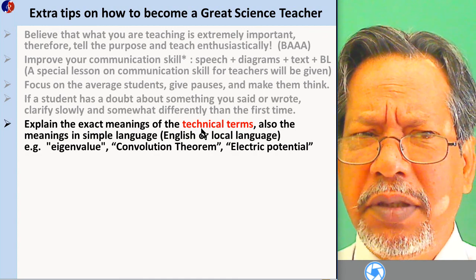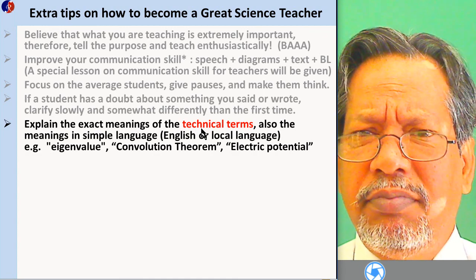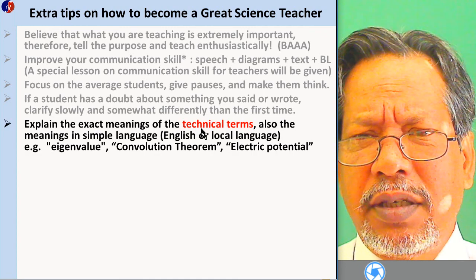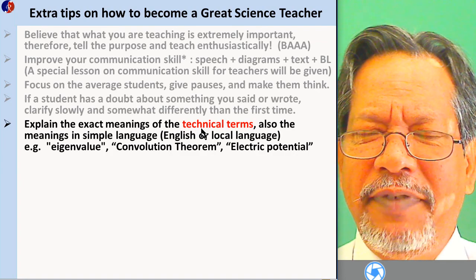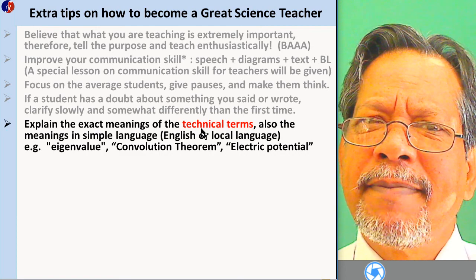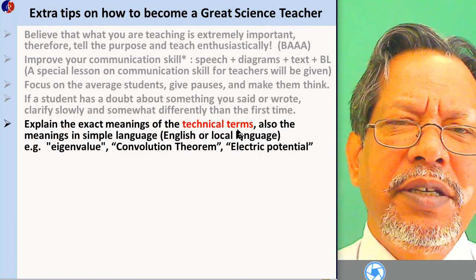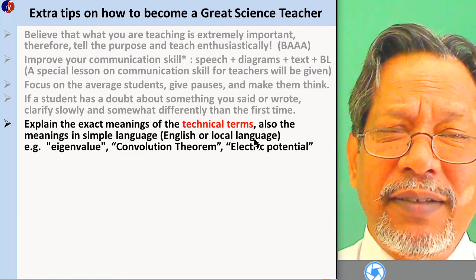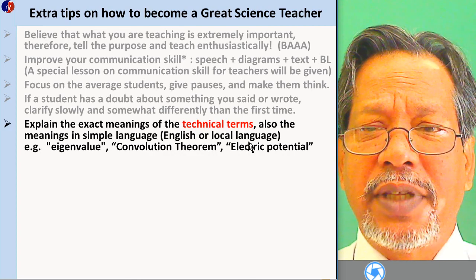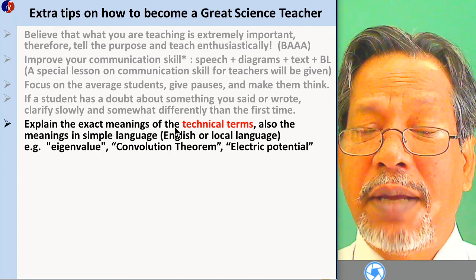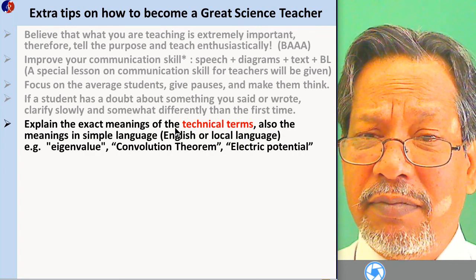Or suppose you say something like, let's say, semiconductor. Tell them semi means partial. Conductor, probably you have taught earlier. They already relate. Okay, so it's not a full conductor. It's very simple. Technical terms also, give the meaning in simple language. If you have to use local language, use that, because sometimes these English words can be very intimidating.